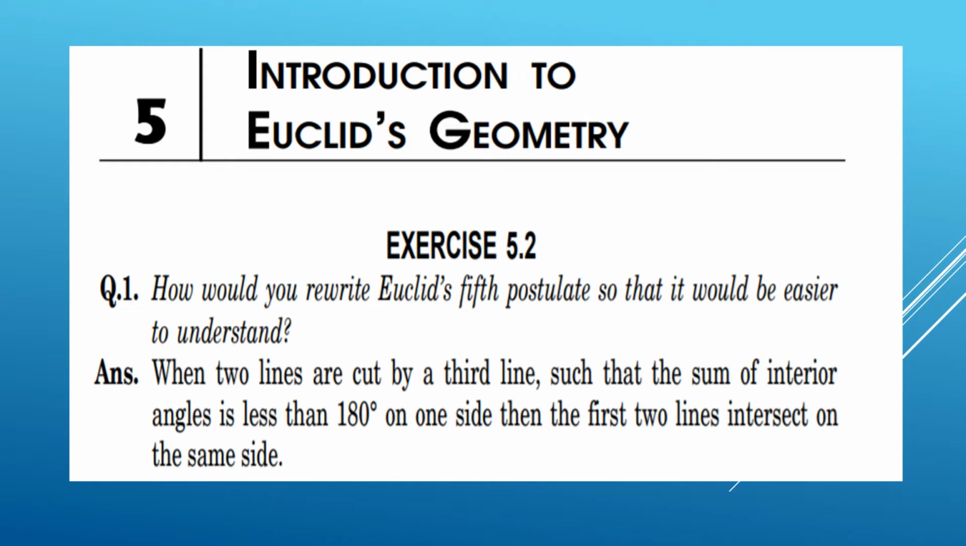Otherwise, simply we can say that two distinct intersecting lines cannot be parallel to the same line. Okay, my children, understood? Two distinct intersecting lines cannot be parallel to the same line. Like this also, you can rewrite Euclid's fifth postulate. Understood, my children?